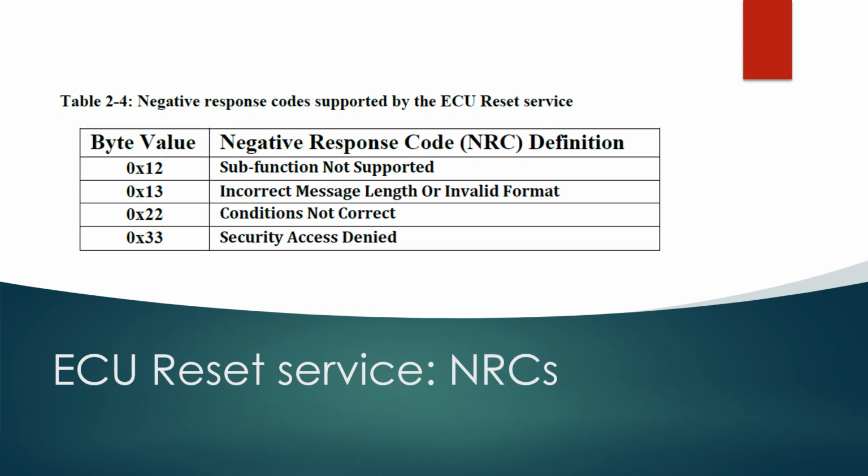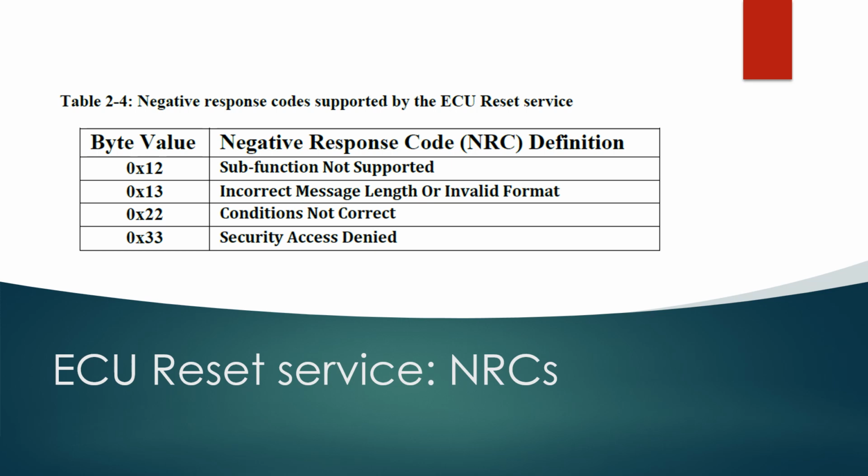And there is a possibility that we will also get 33, and other NRC codes we already discussed. There is also a possibility that we will send an ECU reset request with a sub function not supported, which is, let's say, 1009 or something like that, which is not there.